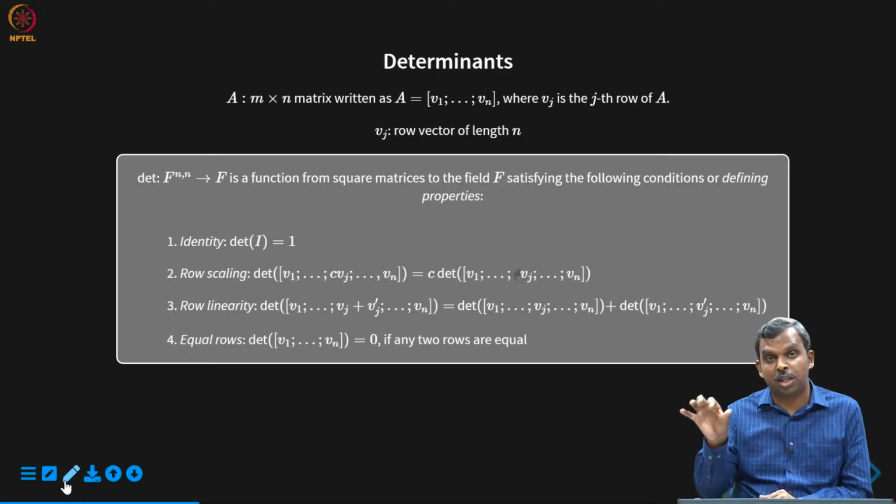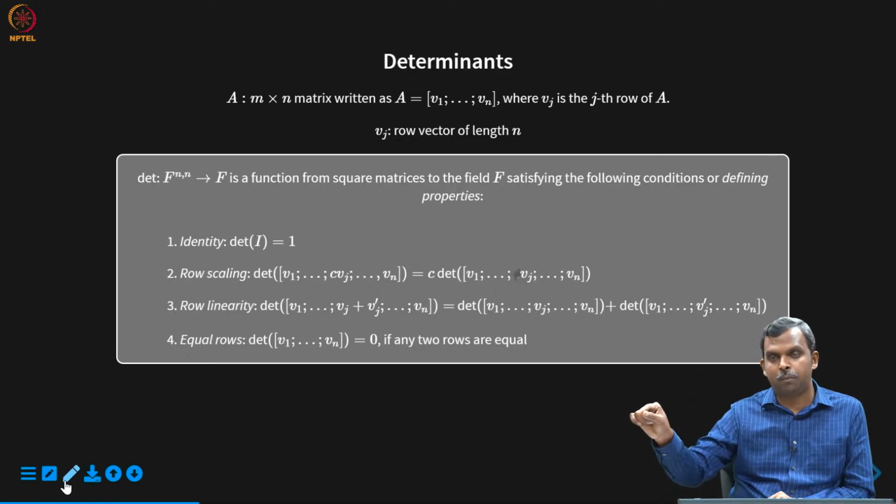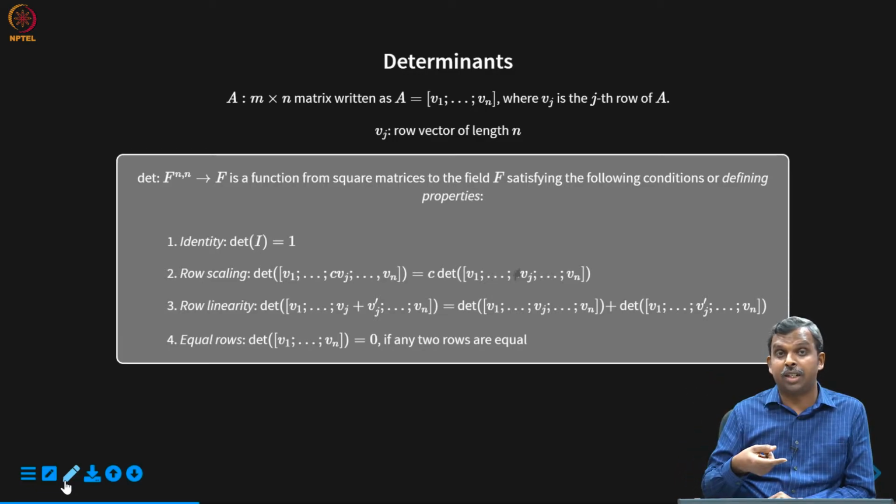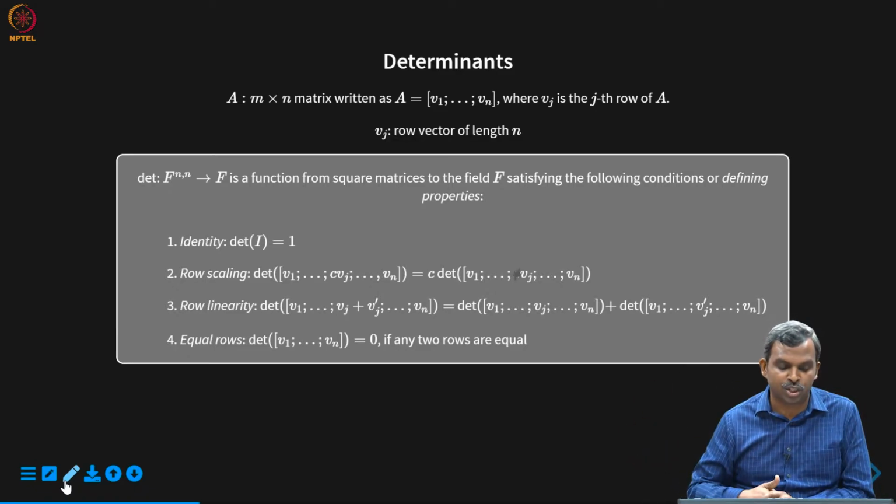So I have the original matrix v1, v2, vn. I scale the jth row by C, and then I evaluate this function determinant. What should I get? I should get C times the determinant of the original matrix. So that's one of the properties that this function should have.